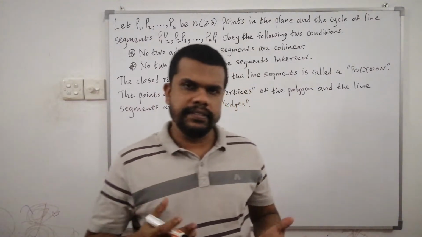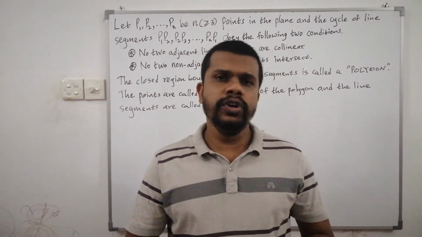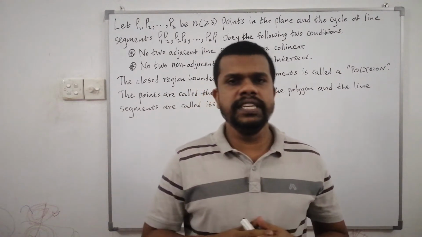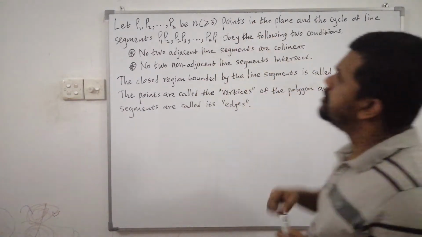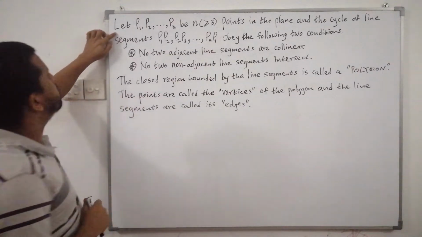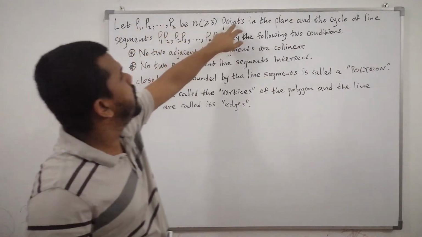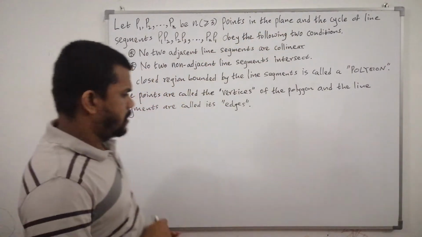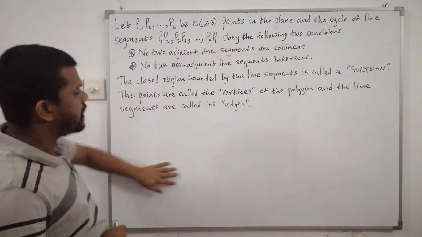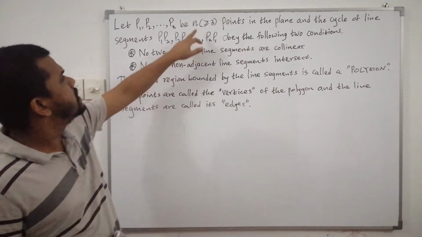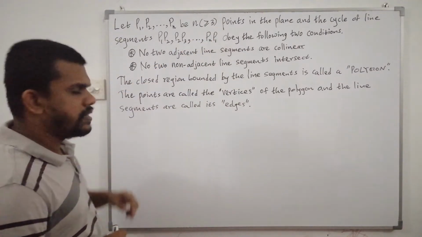What is a polygon? What do we mean by a polygon? In this video, I am going to give you a precise definition for a polygon. This is our definition. Let P1, P2 up to Pn be endpoints in the plane. So, let's consider this board as our plane, and n should be greater than or equal to 3.